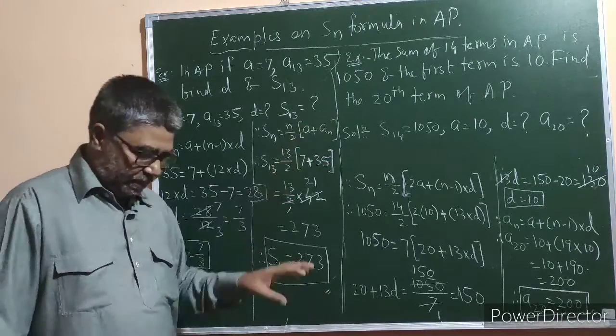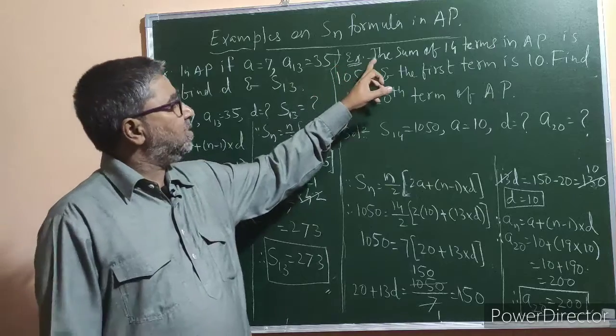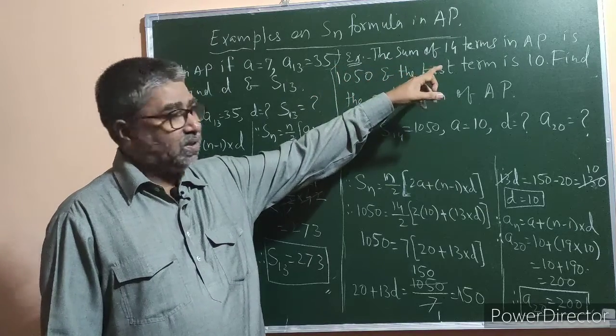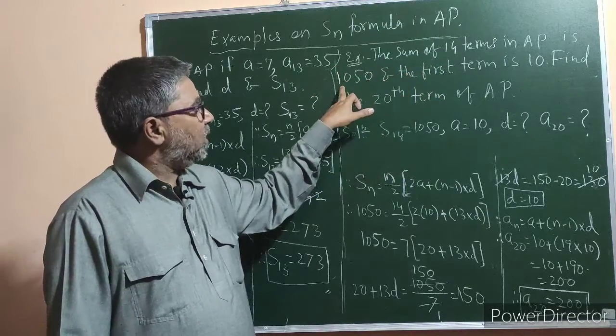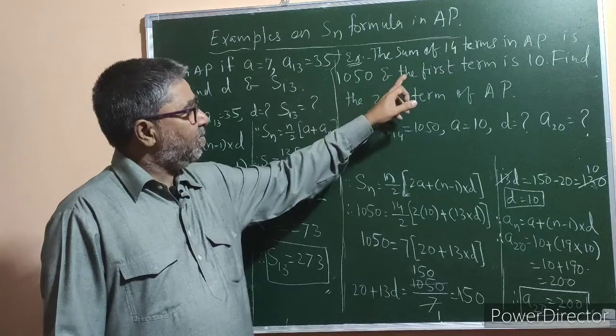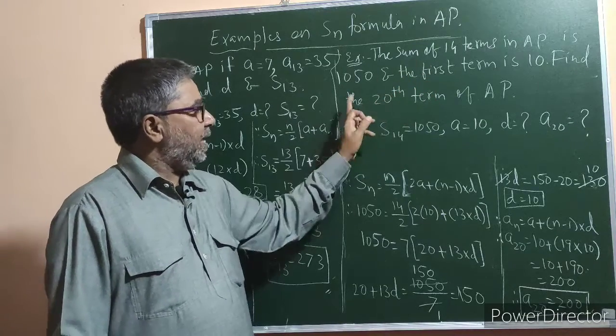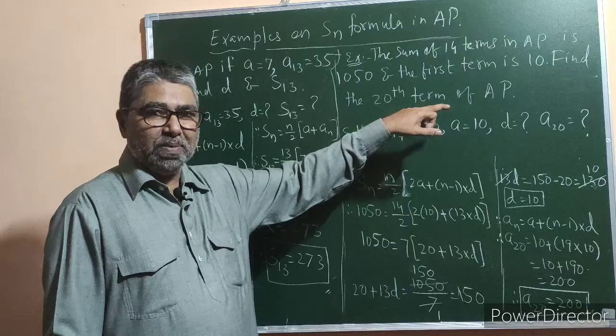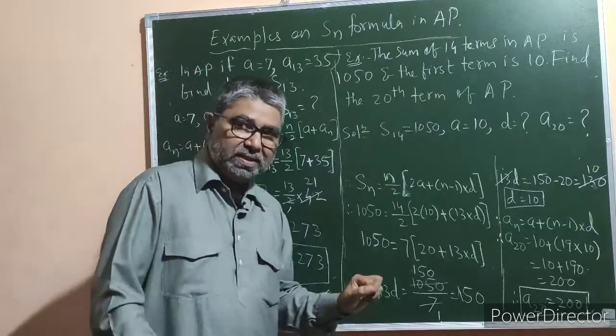Now coming to one more example. The example here is: the sum of 14 terms in an AP is 1050 and the first term is 10. Find the 20th term of the AP. So let us solve this example.